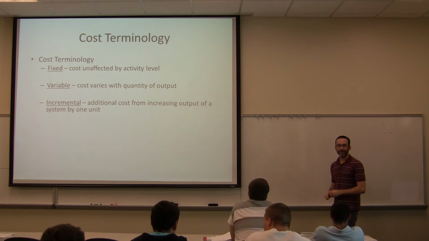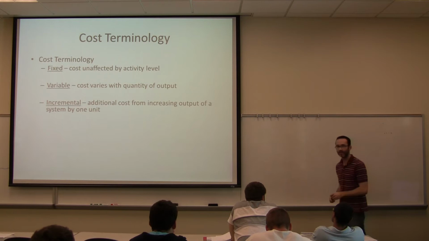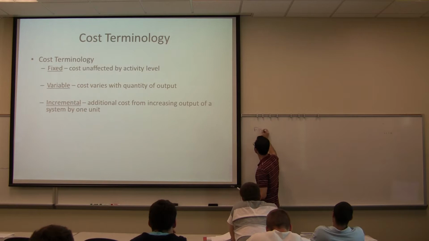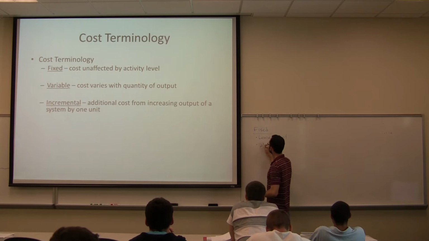So think about, what type of costs would a business have regardless of whether they sold one ice cream cone or a million ice cream cones? What would be a fixed cost of Cold Stone Creamery down at Pullman Plaza? The lease of the building. All right, so a lease or rent. That's a good example of a fixed cost. Electricity. Utilities. Let's just say utilities in general.